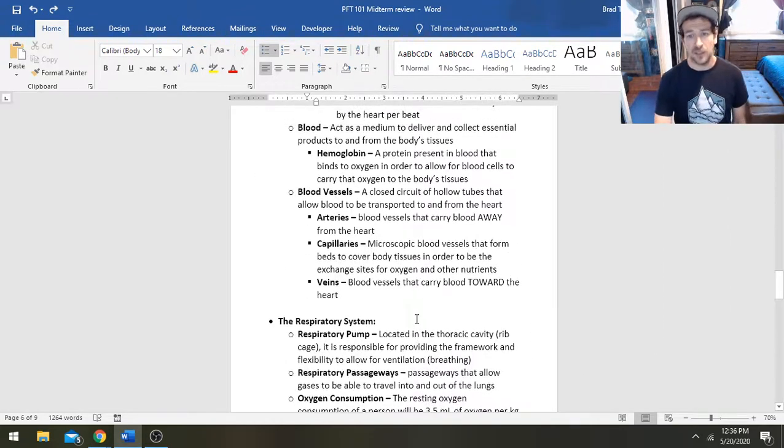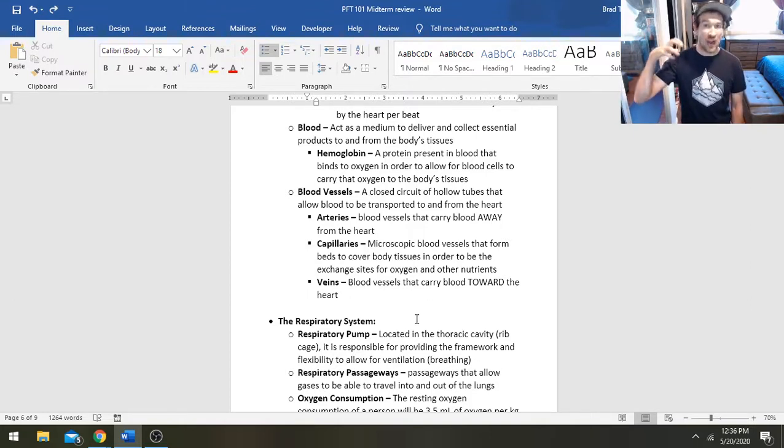So if we're looking at blood, again, blood's job is to deliver oxygen throughout the body. It is made up of little red blood cells called erythrocytes. Those erythrocytes have this really cool little protein in there, which is called hemoglobin, which is basically a protein that your body makes that uses iron as sort of an ingredient that binds to oxygen.